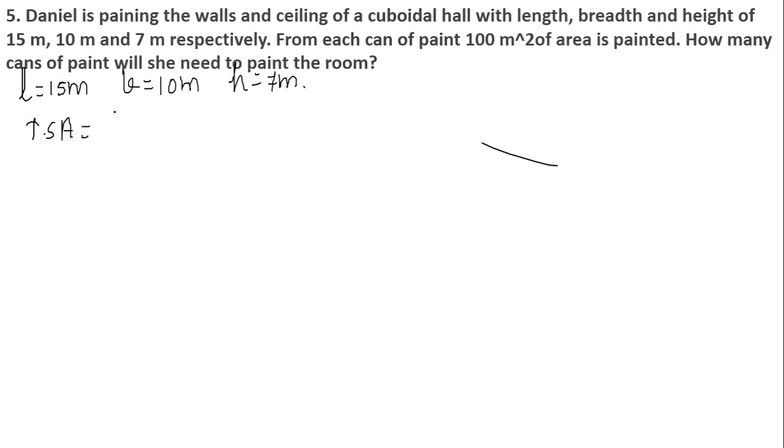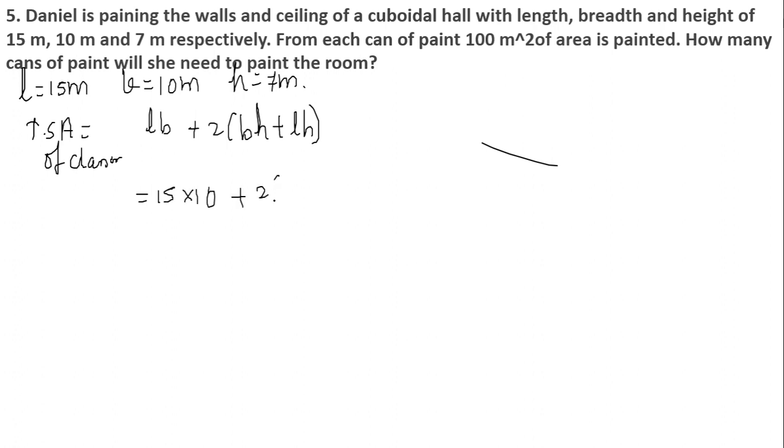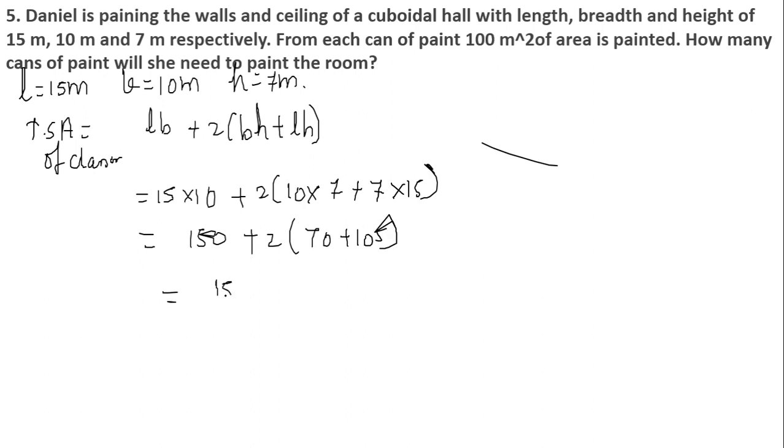So the classroom is again a cuboid, actually we can consider it to be one. Here basically we have to find the total surface area of the classroom, right? So I'll be using the formula LB plus 2 into BH plus LH. So this will give me 15 into 10 plus 2 into 10 into 7 plus 7 into 15, that is equal to 150 plus 2 into 70 plus 105, which is equal to 150 plus 350, equal to 500. Now we have to find how many cans are required.